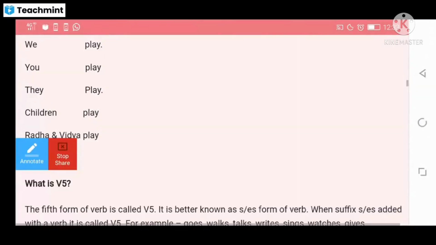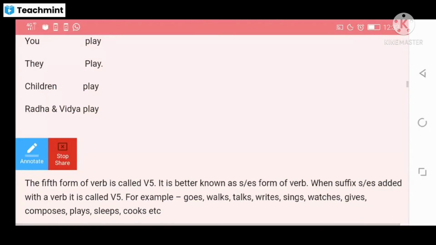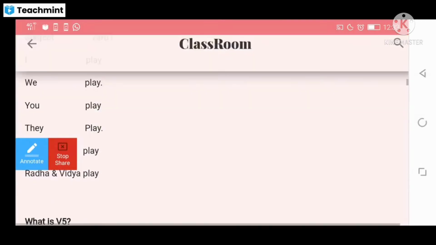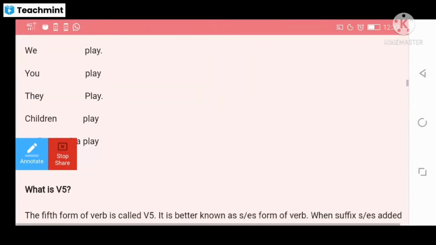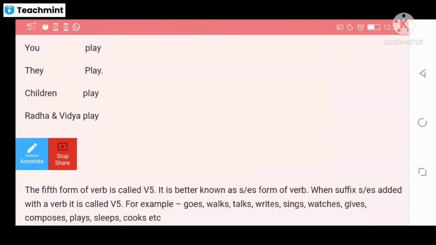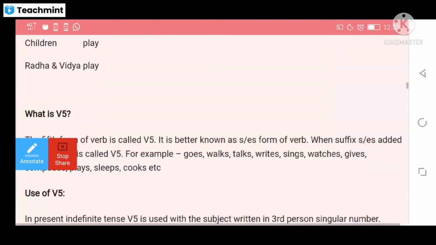Now let's see what is V5. When the suffix s or es is added to a verb, it is called V5. For example, goes, walks, talks, writes, sings, watches, gives, composes, plays, sleeps, cooks, etc. So all these verbs are called V5, that is the fifth form of the verb, alias the S/ES form of the verb.